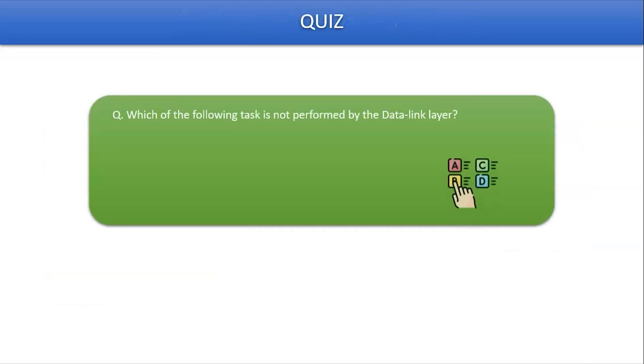Question: which of the following task is not performed by the data link layer? A. Addressing. B. IP services. C. Framing. D. Access control. You can give your answers in the comment section below.